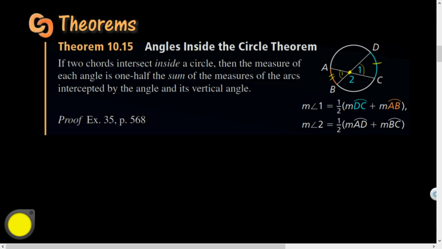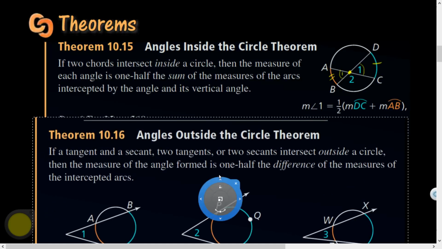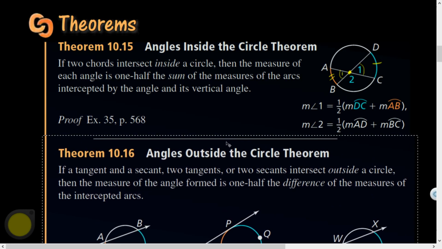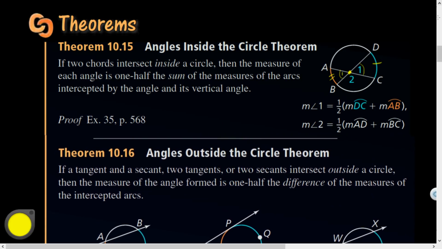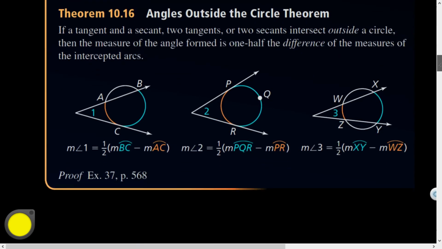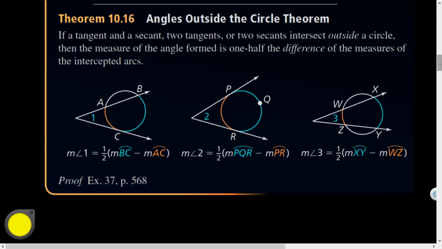Here's another theorem for you. Here's an intersection outside the circle. If the intersection's inside the circle, the angle was the average of the arcs, or half the sum, and here the angle is half the difference. That's the only difference between these theorems.